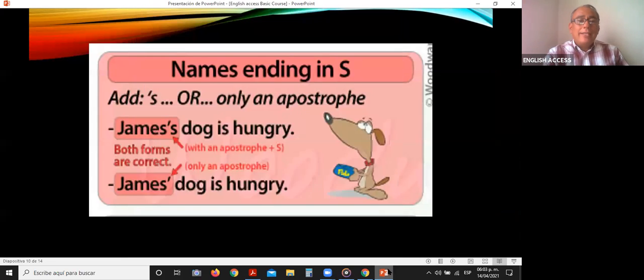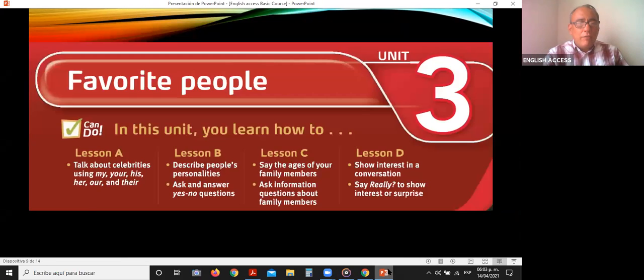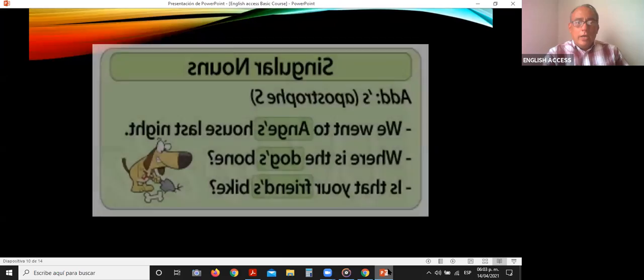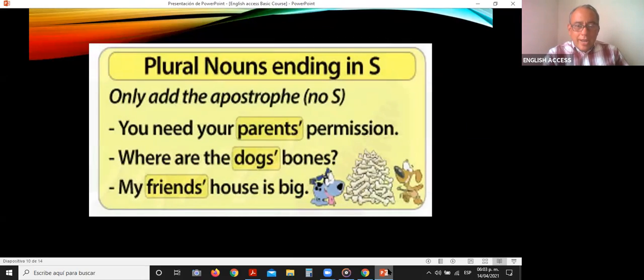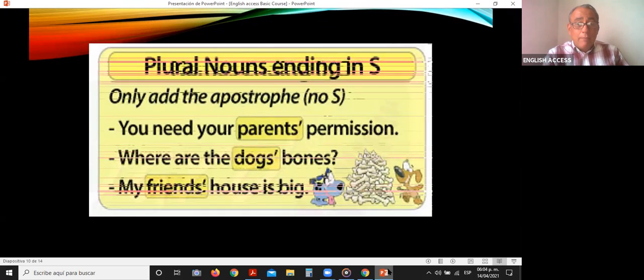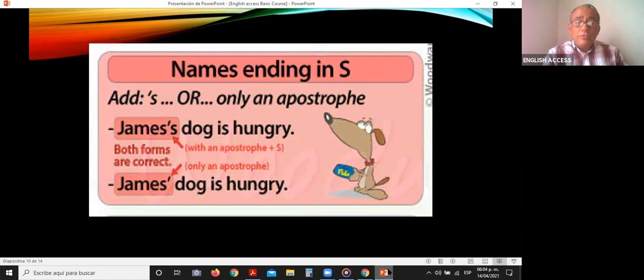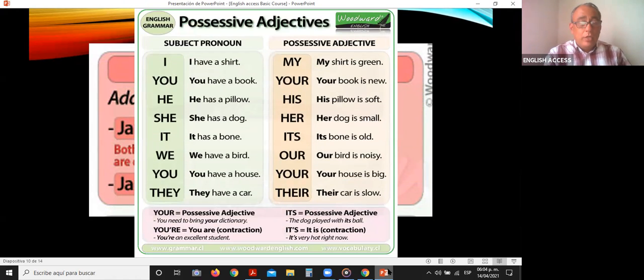So, what have we learned today? We reviewed a little bit of singular nouns with the apostrophe, plural nouns ending in S with the apostrophe, and the use of names that end in an S, where we just write down the apostrophe. We covered again the possessive adjectives.